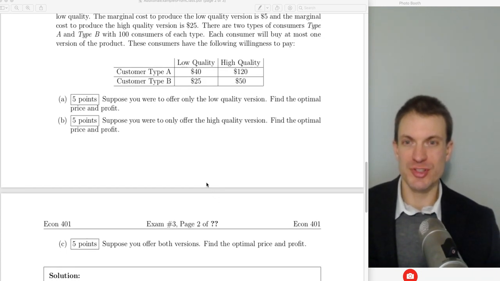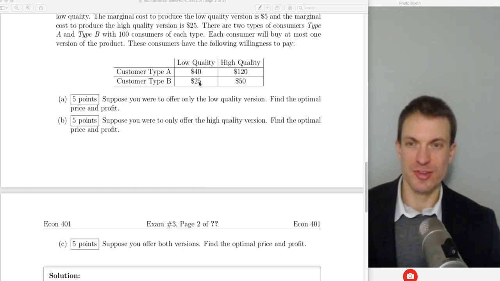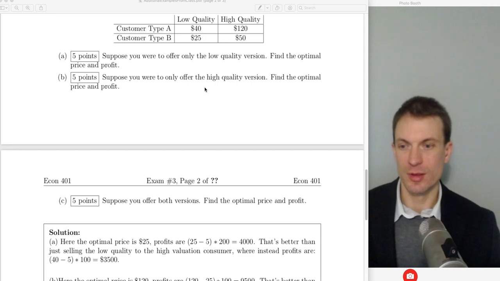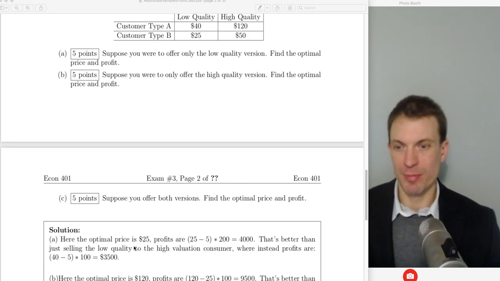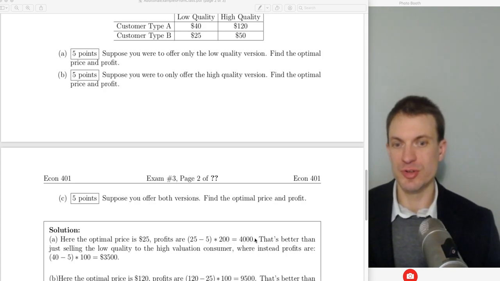Okay, so if we're selling only the low quality version, we have to decide, do we want to sell at a price of 25 and sell that to 200 people, or do we want to sell at the price of 40 and sell it to 100 people? So I say here the optimal price is $25. Profits are 25 minus 5, which is 20 times 200, which is 4,000.